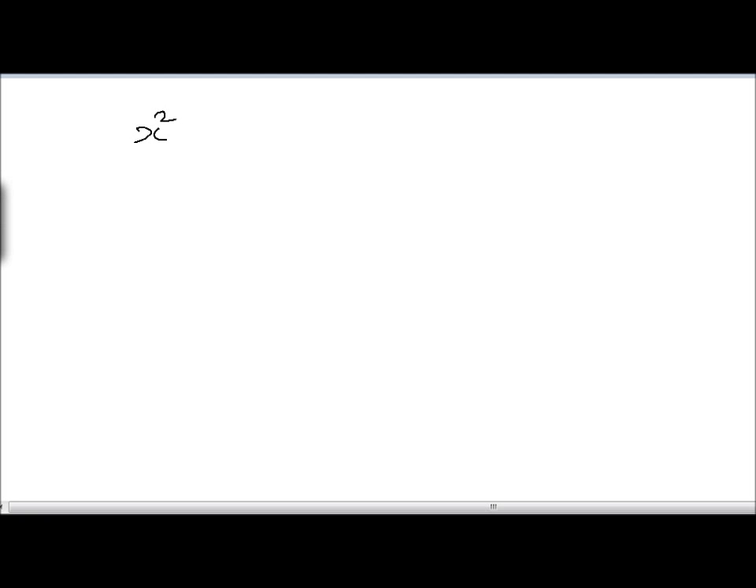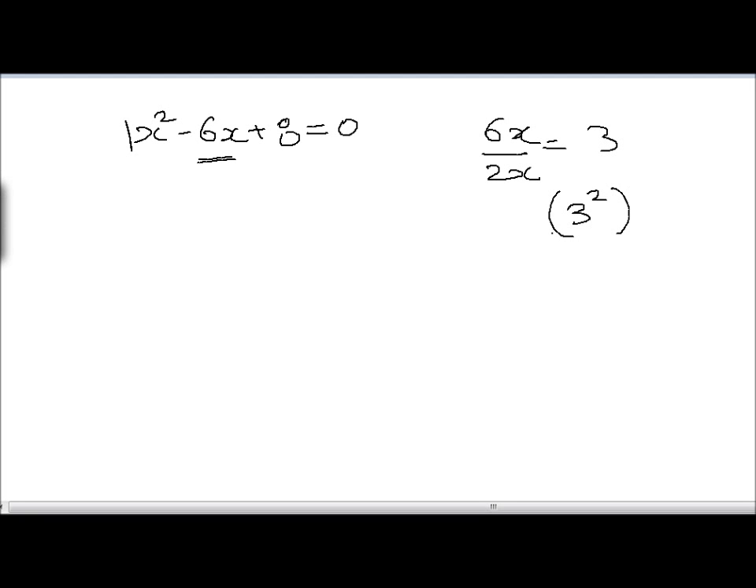Let's suppose we have an equation which is x squared minus 6x plus 8 is equal to 0. Now we have a negative sign here. You can ignore this negative sign when we divide this middle term by 2x. Now the coefficient of x squared is already 1 here, so we can solve this equation directly. The middle term is 6x. We divide this middle term 6x by 2x, we get 3, and we square this term, and we add and subtract this term from the original equation.